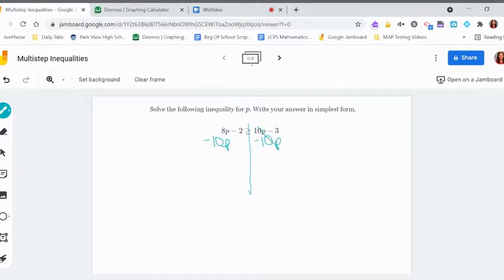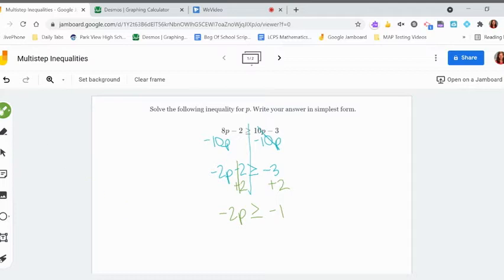10P minus 10P, they will cancel. 8 minus 10 will give me negative 2P. I bring down my minus 2. I have greater than or equal to, and now these 10Ps are gone. I just have negative 3. Now I have minus 2P. It's a two-step inequality. If you did the last topic, this is exactly what we did. I'm going to add 2 to both sides. Negative 2 plus 2 cancels. I have negative 2P is greater than or equal to negative 3 plus 2, which is negative 1.